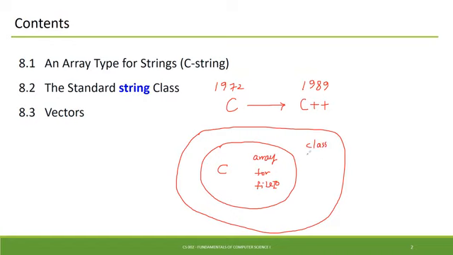So sometimes we call C++ "C with classes." C does not have class. Only the C++ language has a class. At first, I hope you understand this.